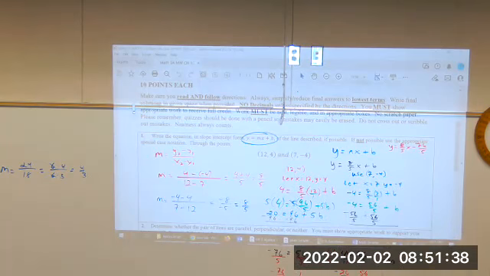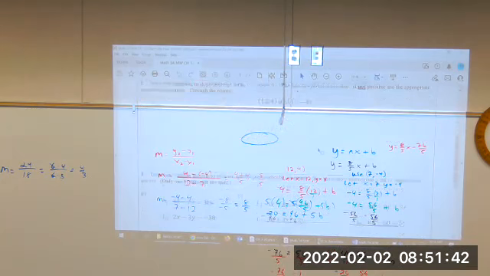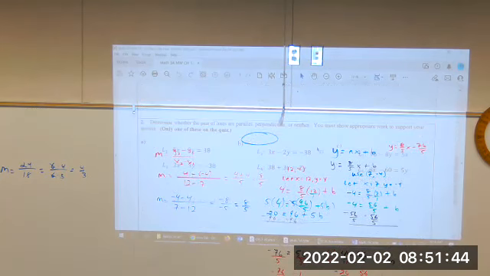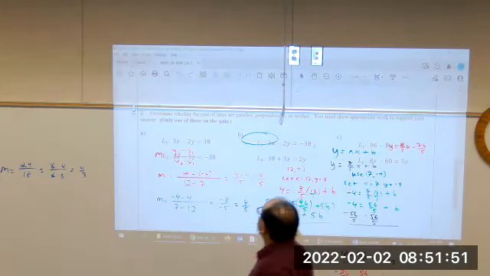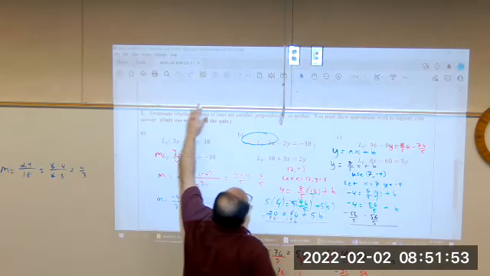Okay, the last question. You are only doing one of these 3 possibilities. Determine whether the pair of lines are parallel, perpendicular, or neither.